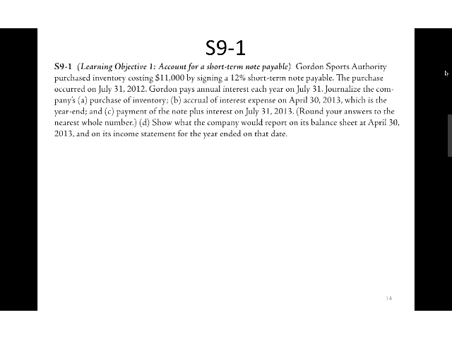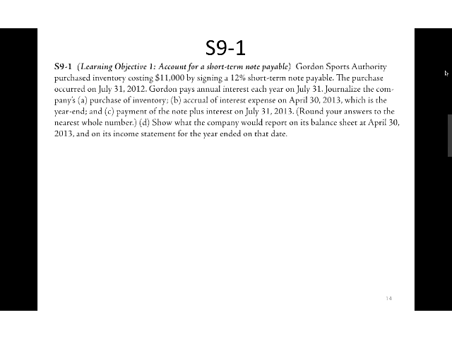Gordon Sports Authority purchased inventory costing $11,000 by signing a 12% short-term note payable. Here's an example where they didn't go to a bank, but the vendor they're buying inventory from is offering financing. The vendor says, buy our stuff, we'll finance it for you, but you have to pay interest. So they sign a short-term note payable at 12%, and this purchase occurred on July 31st. They pay annual interest every year on July 31st, and we are writing the journal entries for the purchase of the inventory, accrual of interest expense, and payment of the interest. It says to round your answers to the nearest whole dollar. So we're going to go through this step by step, starting with entry A.